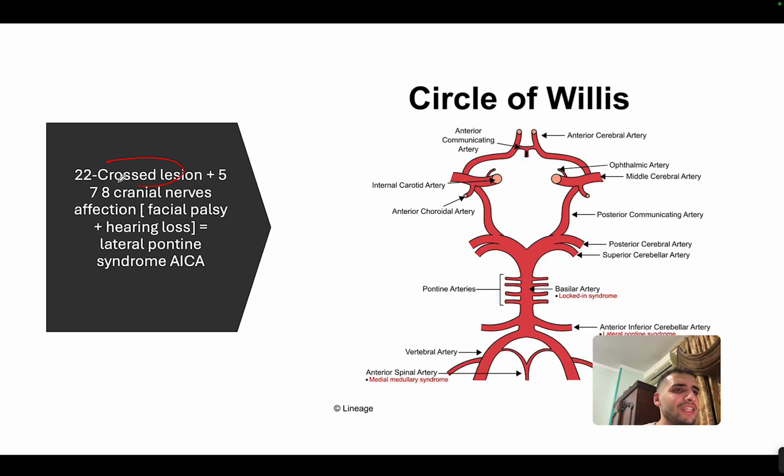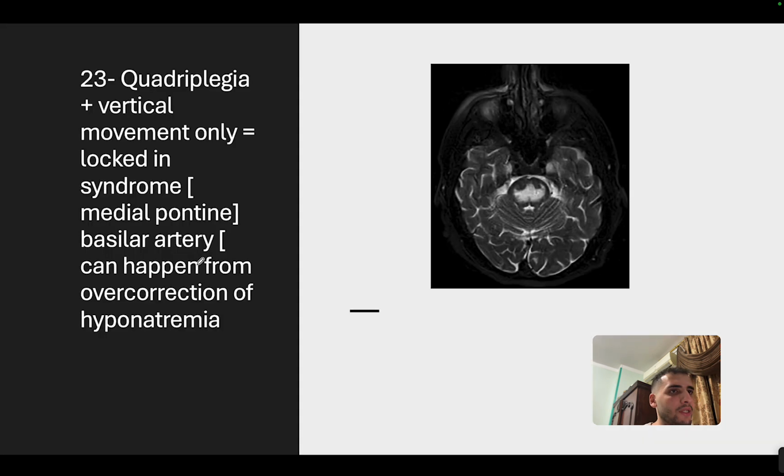So anterior spinal artery occlusion would cause medial medullary syndrome, okay? Now, if you see a crossed lesion and cranial nerve 5, 7, and 8 affections, so for example, there is facial palsy because cranial nerve 7 affects the muscles of expression, okay? So it would be facial palsy like that. Or for example, there is hearing loss because of cranial nerve 8. Then you know that you are looking at lateral pontine syndrome, or AICA, anterior inferior cerebellar artery, okay?